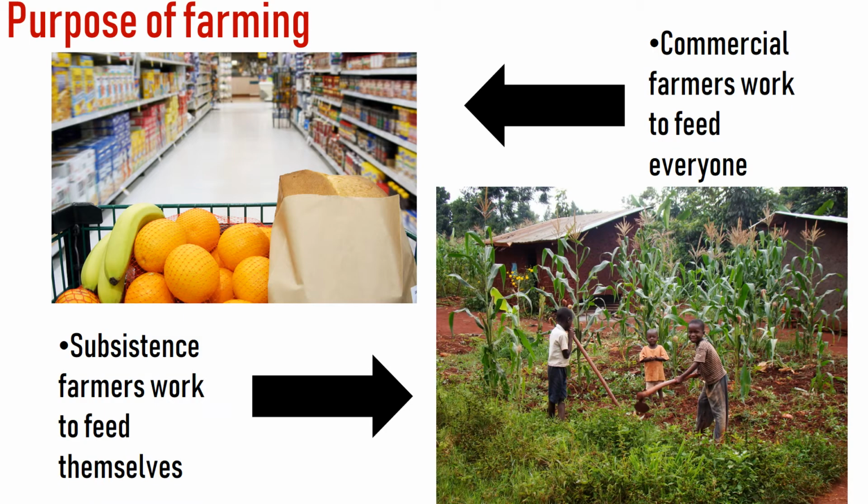So first we start with the purpose. Commercial farmers work to feed everybody. Commercial farmers, their main purpose is to grow their crop to then sell it to make sure it gets processed and into the grocery stores where we can buy it. Whereas in the developing world, subsistence farmers work to feed themselves. They can't go to the Publix down the street and buy whatever they want to buy. They have to harvest what they grow, and they have to work every day at it to not starve.